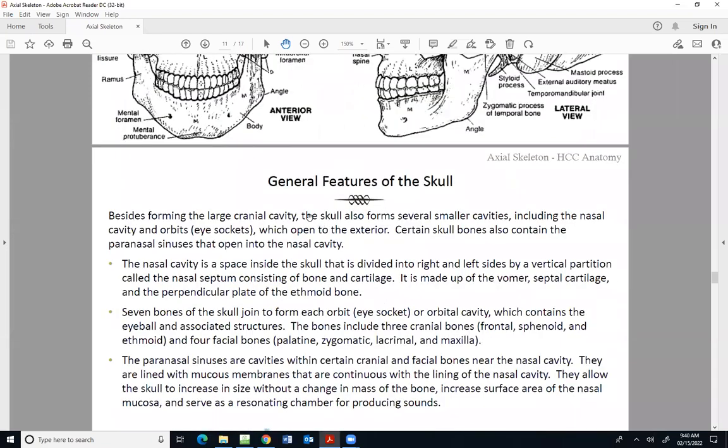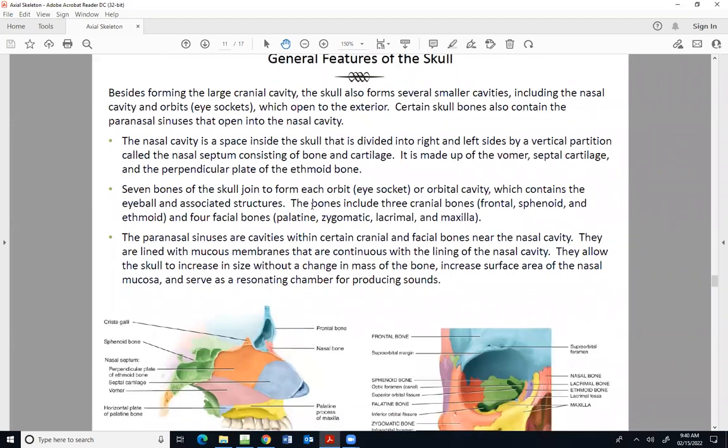Before we move on from the skull, I want to kind of talk about just a few things, and these are all things we covered earlier in the lecture. Most of that was all the other day. But besides forming our large cranial cavity, our skull also forms several smaller cavities. Include your nasal cavity or the inside of your nose, and your orbits or eye sockets, which open to the exterior. And we also talked about the certain skull bones that contain the paranasal sinuses, like in our frontal bone and our sphenoid and so on and so forth. And those open up into the nasal cavity.